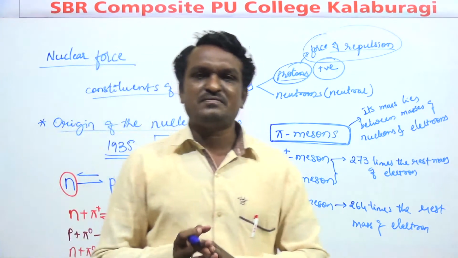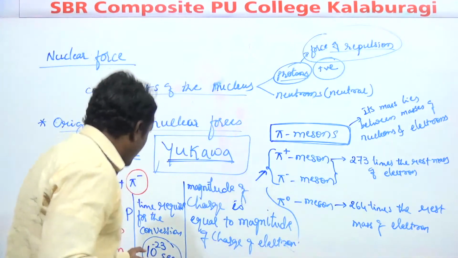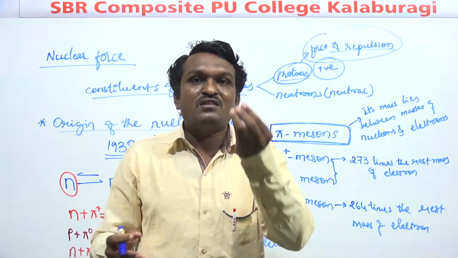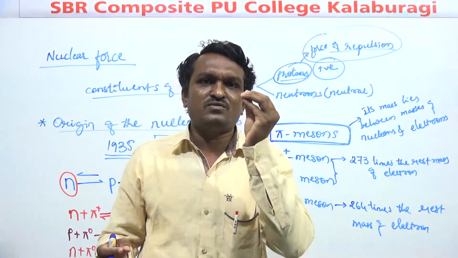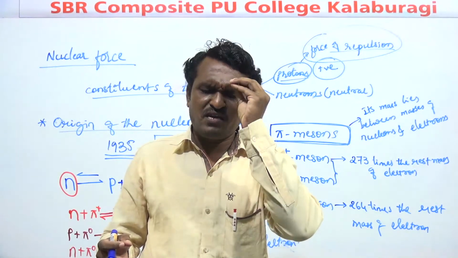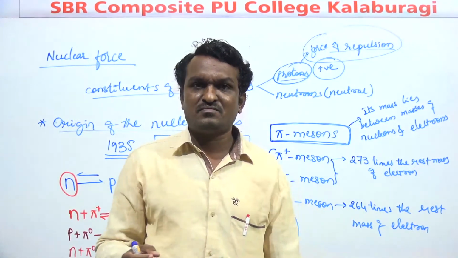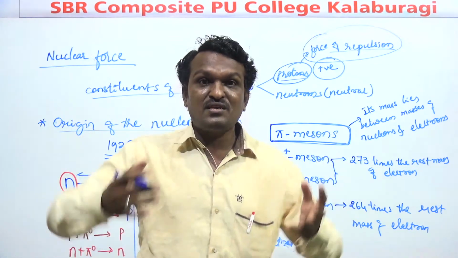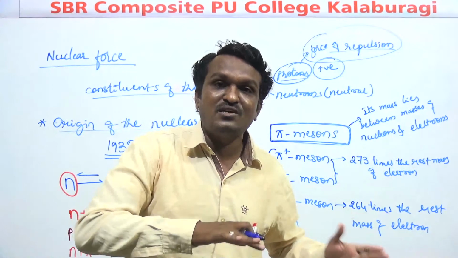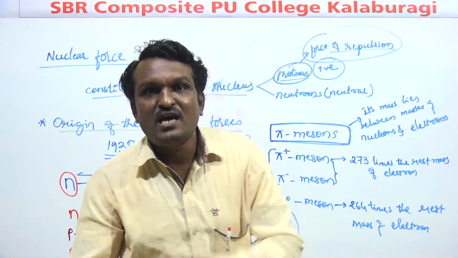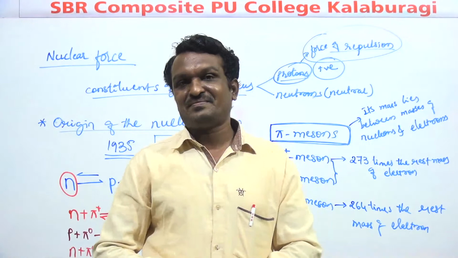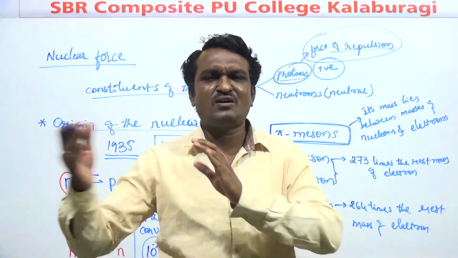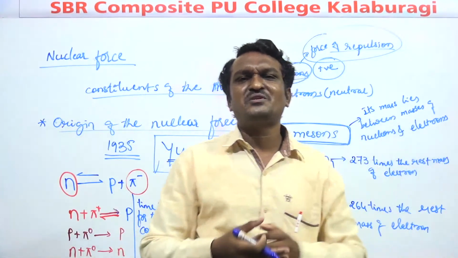Very, very small. If you divide 1 by 10 to the power 23, whatever fraction of time we get is very, very small. That means in 1 second, how many times inside the nucleus will a proton convert into a neutron and a neutron convert into a proton? A large number of times a proton will convert into a neutron and a neutron will convert into a proton.